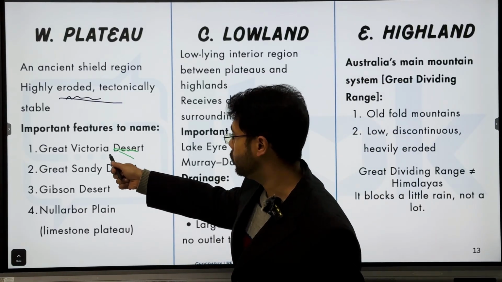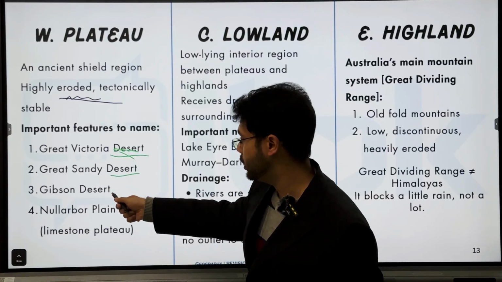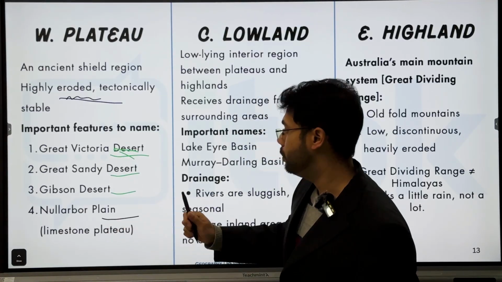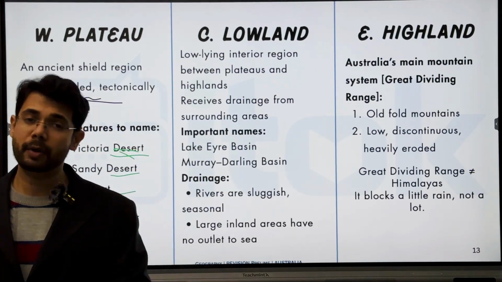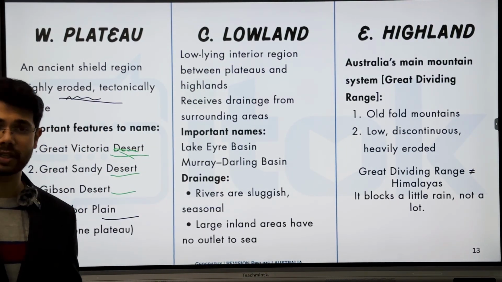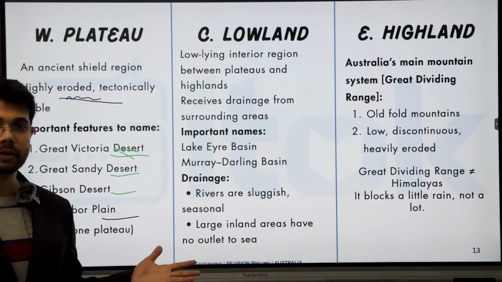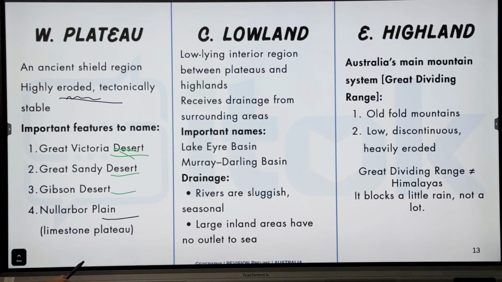We have the Great Victorian Desert here, we have the Sandy Desert, Gibson Desert, and the Nullarbor Plain. This is a limestone plateau. Remember this, the only reason I have put Nullarbor Plain is because UPSC tries to test some weird names and weird things. Just remember, Nullarbor Plain is a limestone plateau.